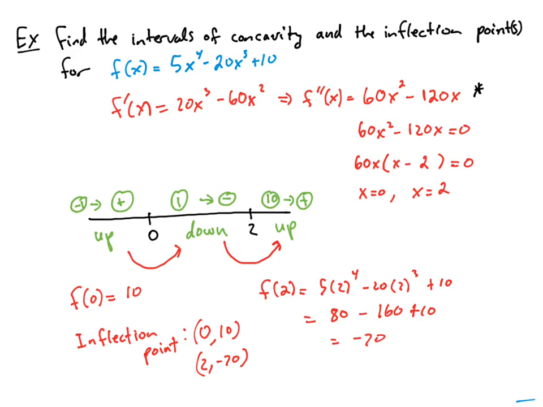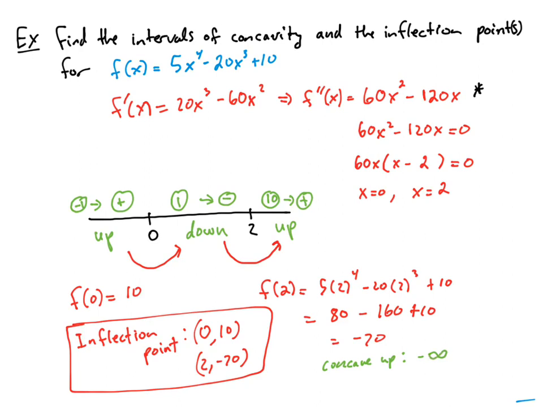So looking back at the question, find the intervals of concavity and the inflection points. So we have the inflection points. Those are here. And then for the intervals of concavity, we'll just write those in interval notation. So concave up, it's going to be from negative infinity up until 0, and then union 2 to infinity, and then concave down is that middle interval, 0 to 2.